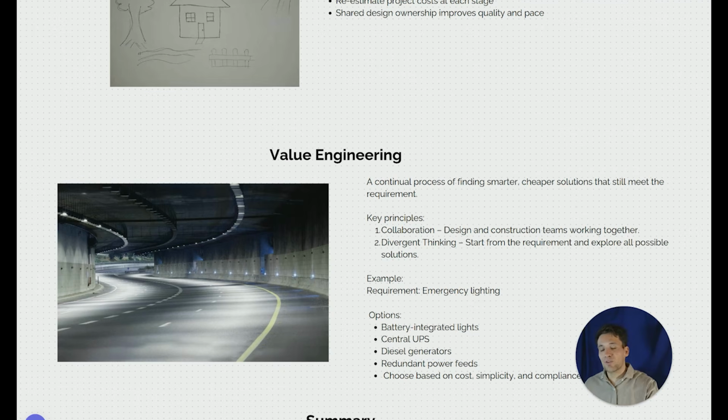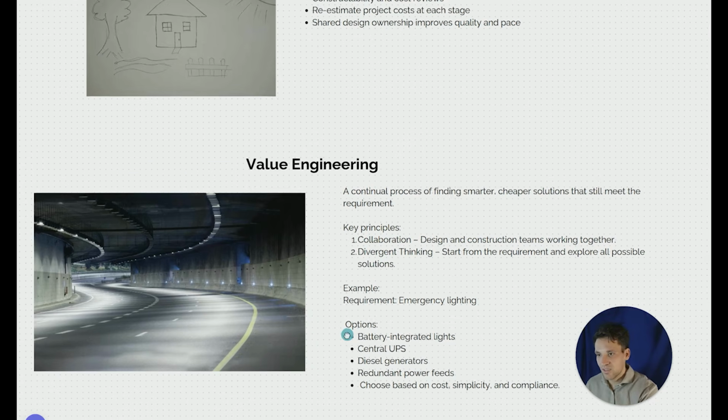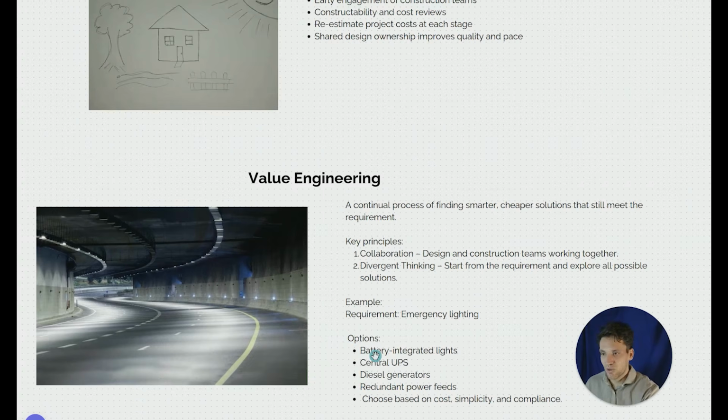For example, say we're doing a tunnel project and we need to install emergency lighting. There's 100 different ways we could achieve this requirement. You could have battery integrated lights. You could have a central uninterruptible power supply and run an essential supply to each of the lights. You could have diesel generators instead of a battery backup. You could have redundant power feeds that achieve that same level of reliability. And effectively what you want to do is come up with as many solutions to the problem as you can and choose the best one based on cost, simplicity, and compliance.